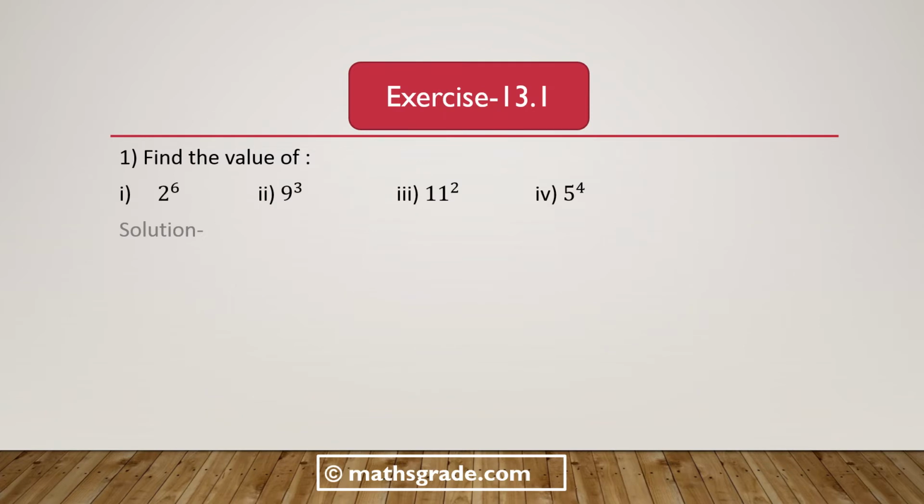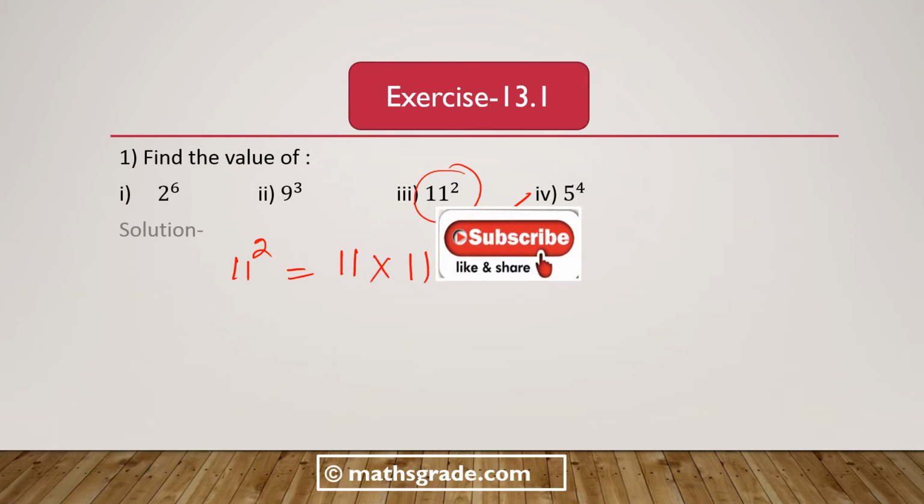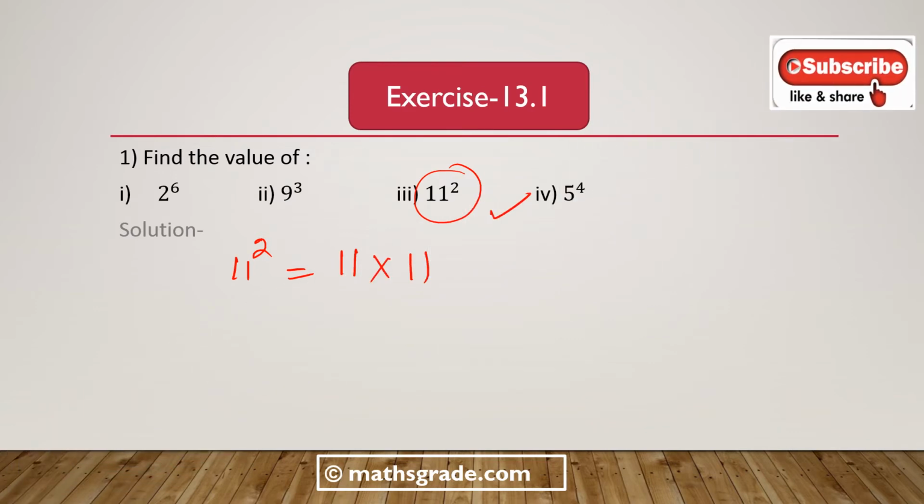Now we solve third bit, 11 to the power 2. 11 square. Find the value of 11 square. 11 to the power 2 means we have to multiply 11 2 times, where 11 is the base and 2 is the exponent. We have to multiply 11 2 times. 11 multiplied by 11 is 121. So 121 is the value of 11 square, or 11 square is equal to 121.